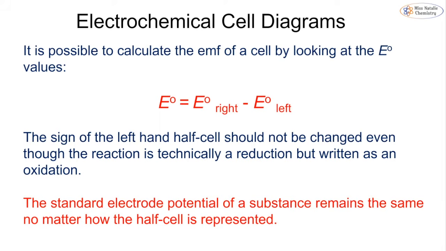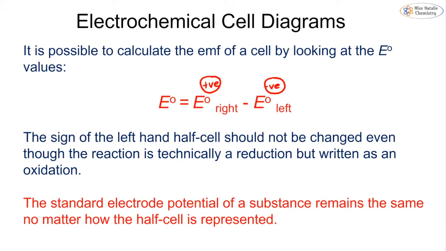So, reminder, to calculate the EMF of the cell, we always look at the E0 values. So to do that, we do the right-hand side electrode, which is the more positive value, minus the left-hand side electrode, which is typically the more negative value, and we do not change the signs, even though technically there is an oxidation reaction on the left-hand side. We keep the sign exactly the same. So we don't make any changes to the E0 values when we flip the equation.